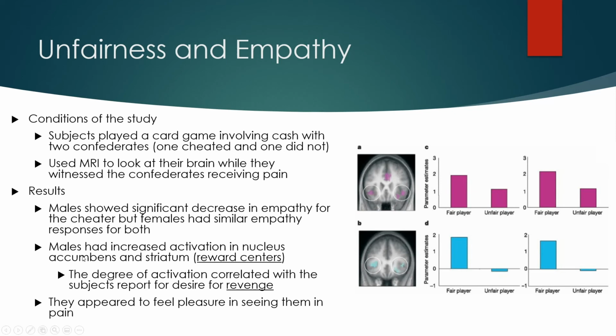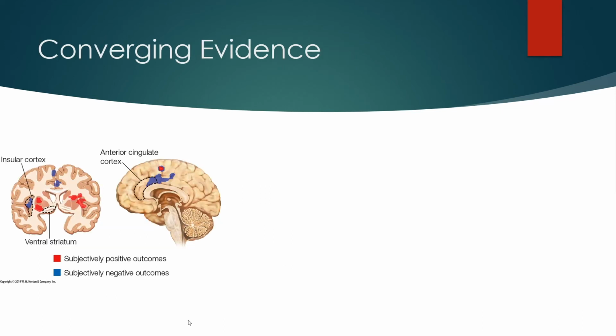And they found that they were actually activating the nucleus accumbens and the striatum, which are reward centers, and the activity in these reward centers was tracking with how much they had indicated they wanted revenge on the people that had cheated. Don't read too much into conclusions like this. This is a type of reverse inference, but it appears that they felt pleasure in seeing these people in pain. We can't say that just because the reward centers were active that they were actually feeling pleasure, but this is what the activity hints at, that there was some kind of inherent reward in seeing this person get punished for cheating.